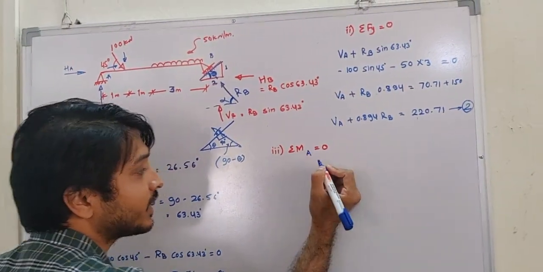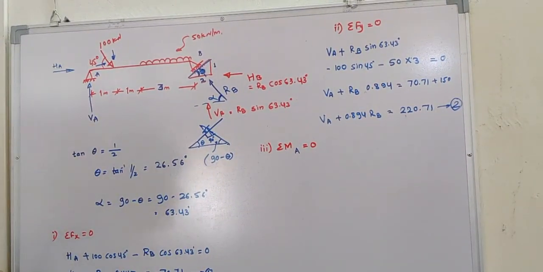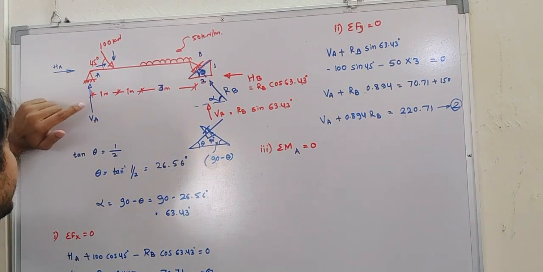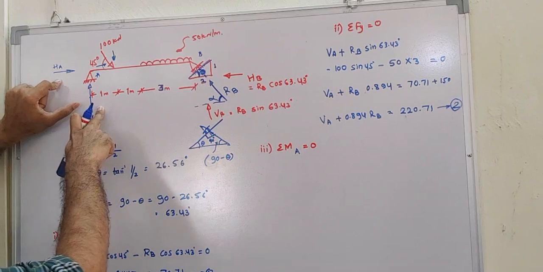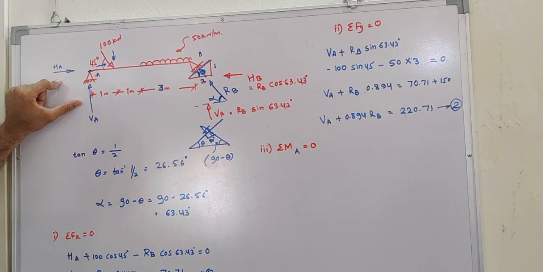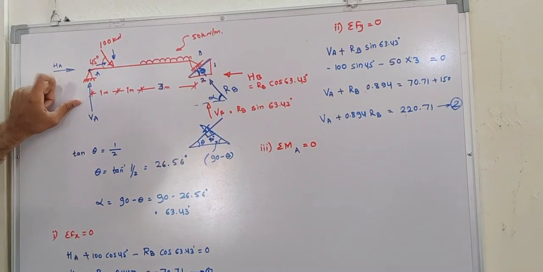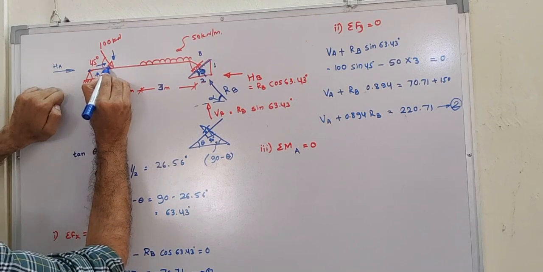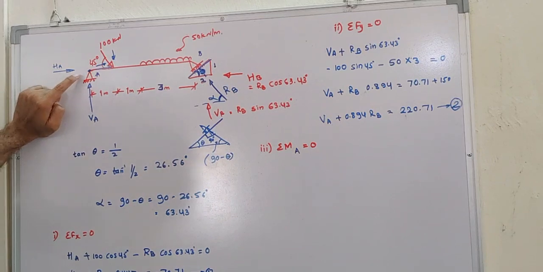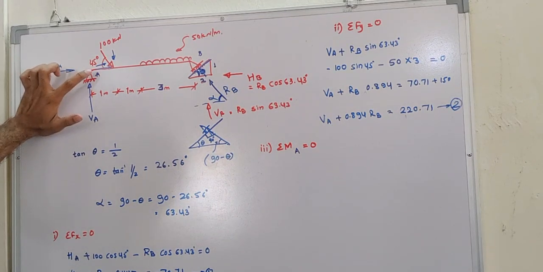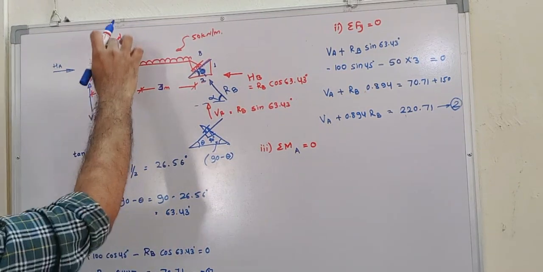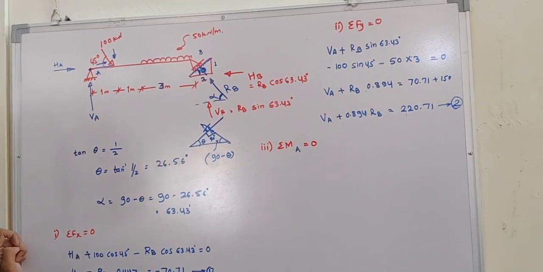So we'll take moment at point A only, right? As these two reactions are exactly at point A itself, there will not be any moment created because of these two. And this 100, if I resolve into horizontal, it will also coincide with point A itself, so there will be no moment generated by this horizontal force. Only the vertical component of this 100 will create some moment, right?